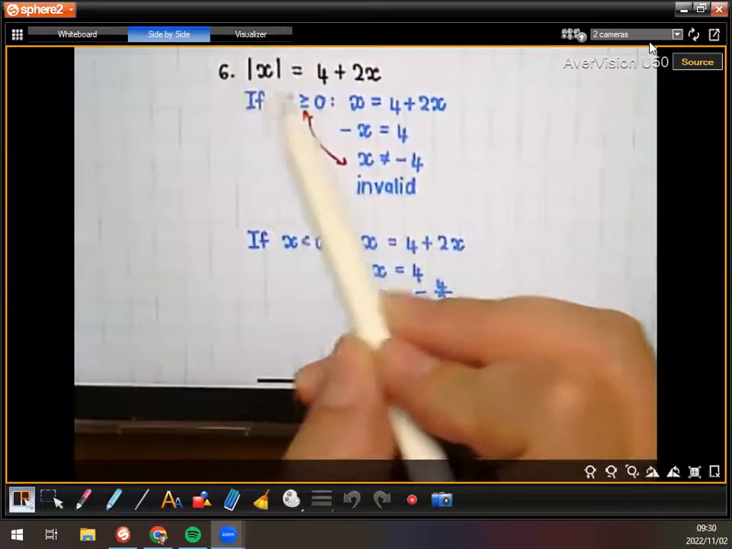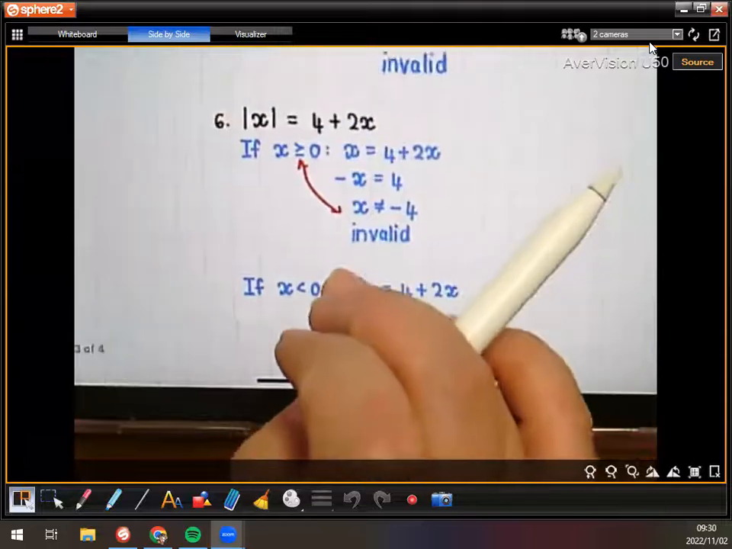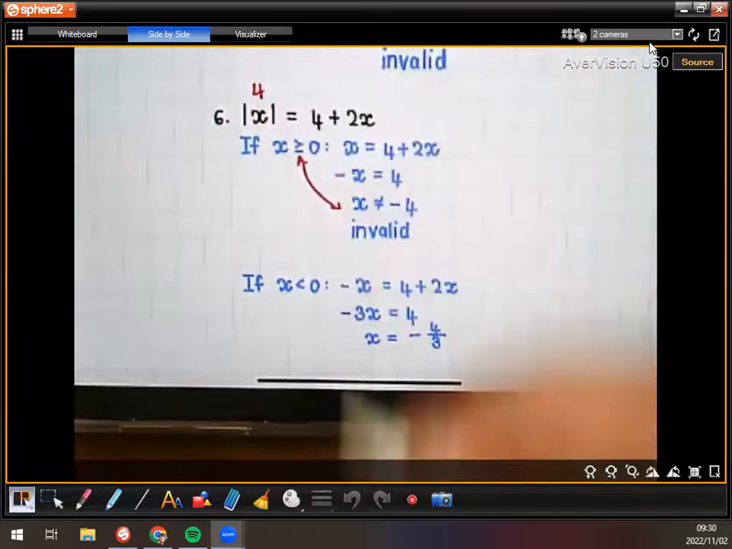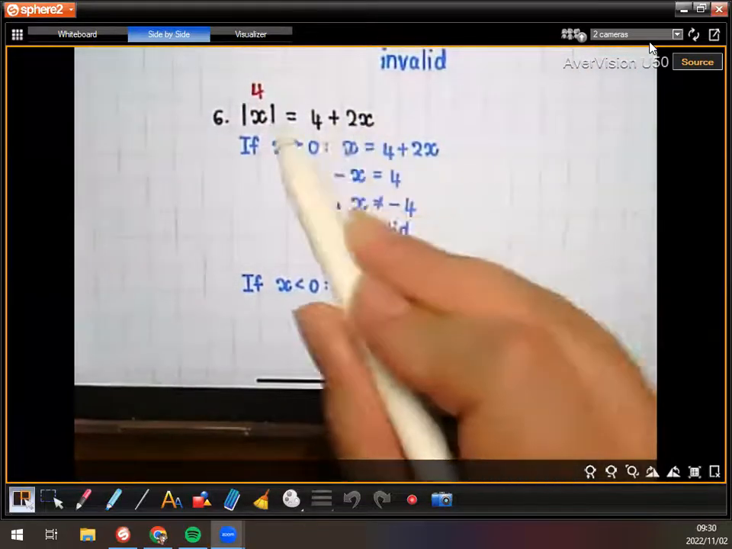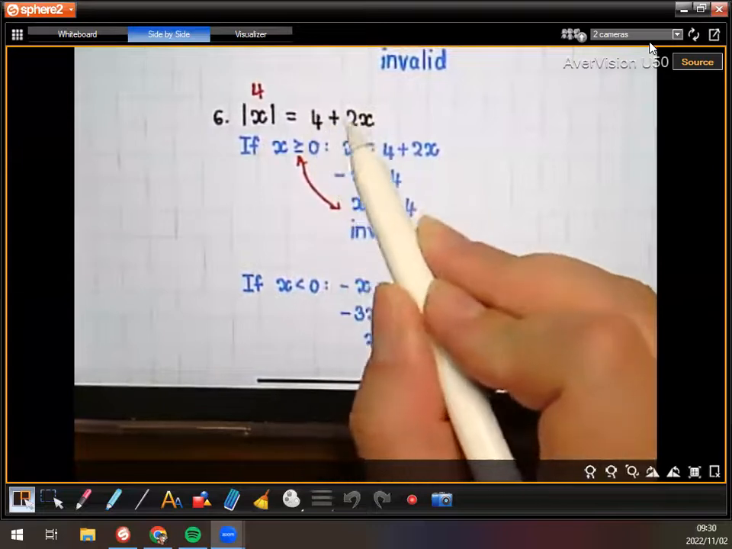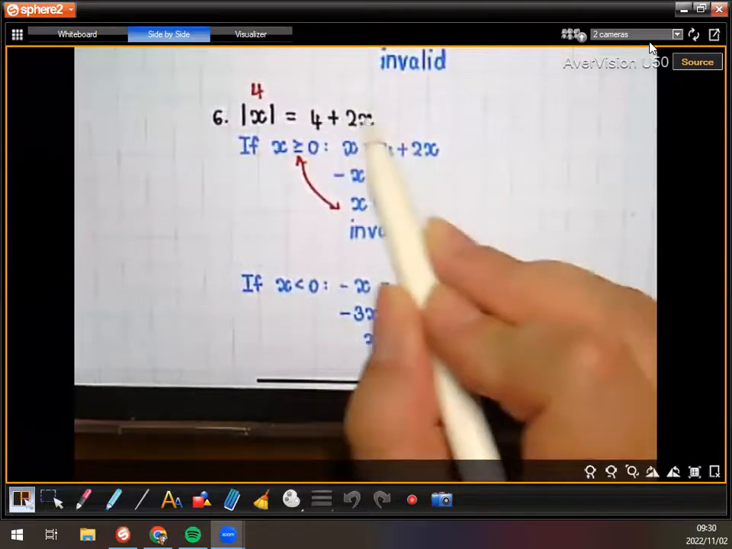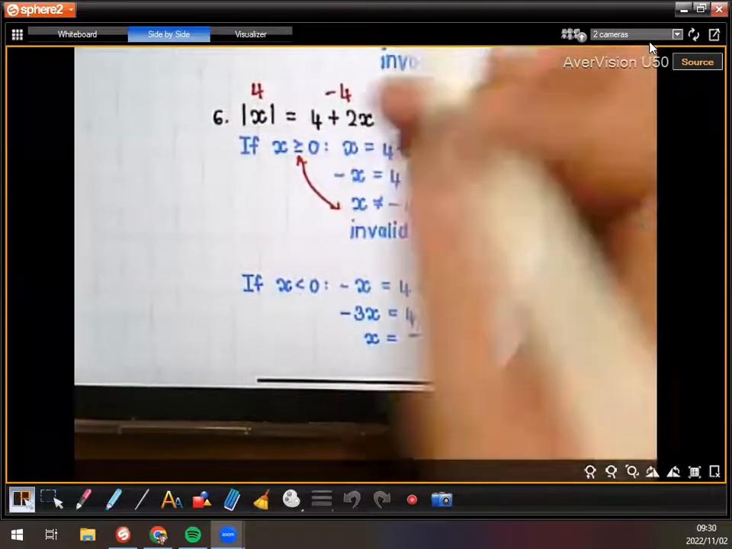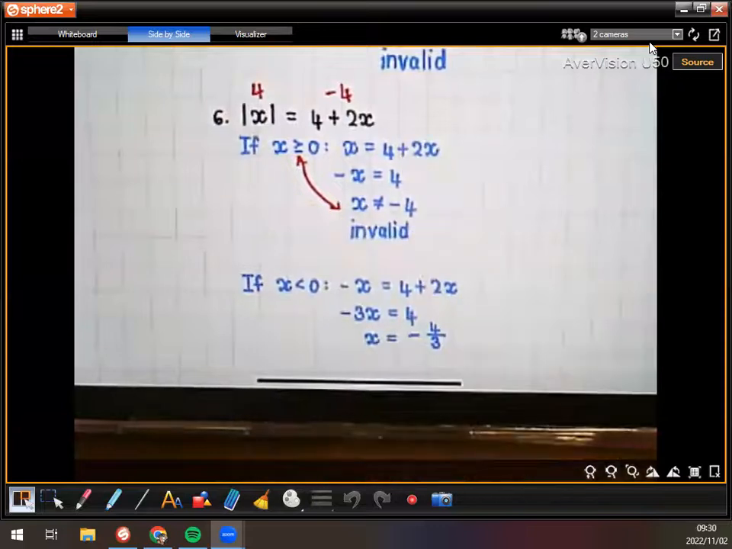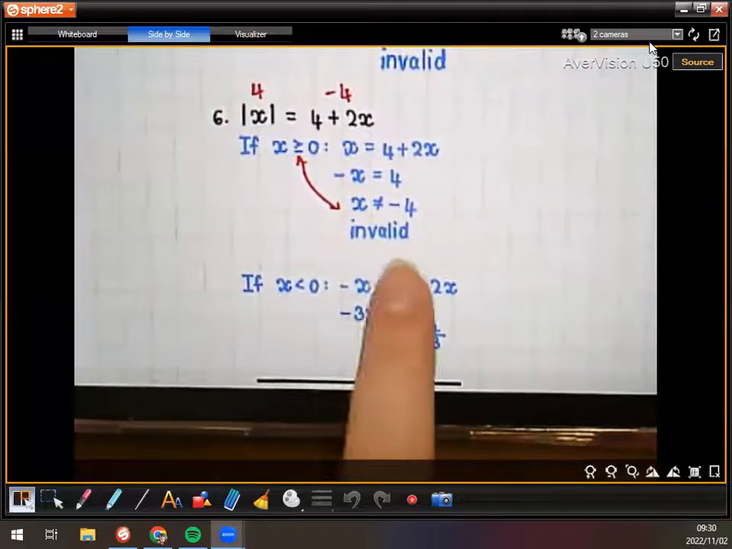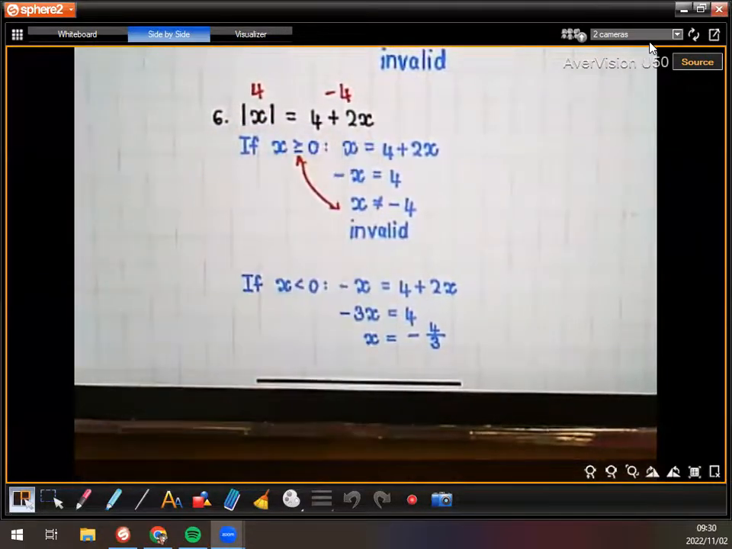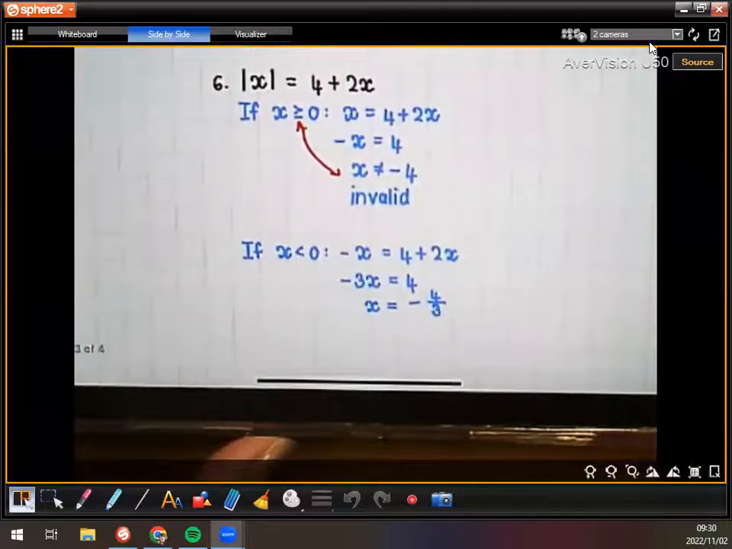What is the absolute value of negative 4? 4. So you would get 4 on the left. But now if you sub x equals negative 4 into this side, what's 4 plus 2 times negative 4? Negative 4. So you're getting 4 and negative 4. Those two are not equal. If you're getting an answer that is not making the two sides of your equation equal, then it's invalid.